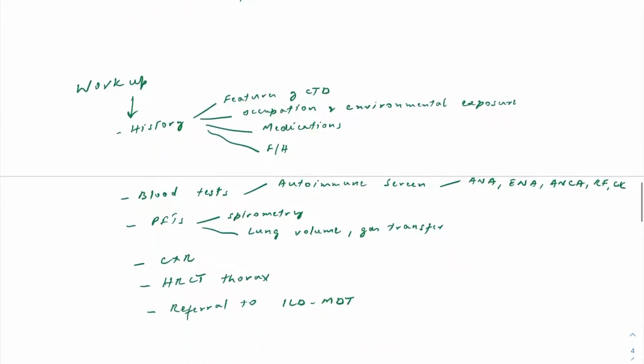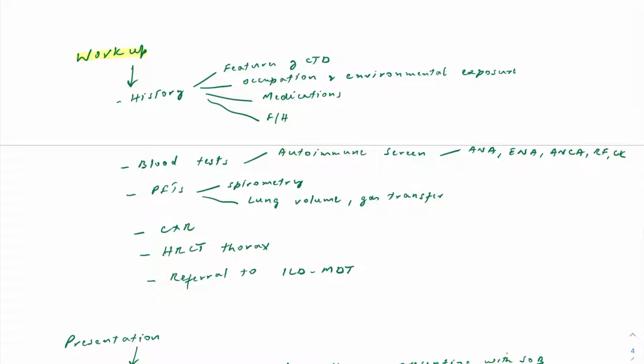So let's talk a bit about the workup, how you will work up the patient with pulmonary fibrosis. Obviously, first of all, we want to look at the history. In the history, it is important to look for any features of connective tissue disease. We want to ask about the occupation and any environmental exposure. We want to ask about the medications, which is very important because there are many medications which can cause pulmonary fibrosis. And we will also ask about the family history.